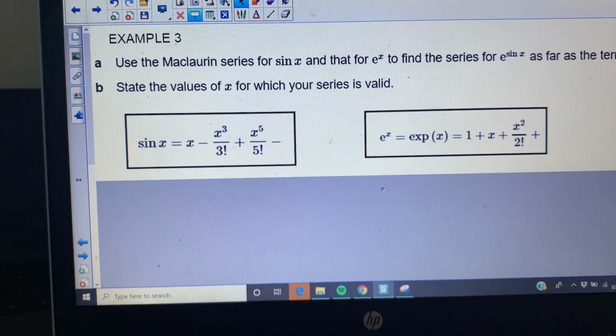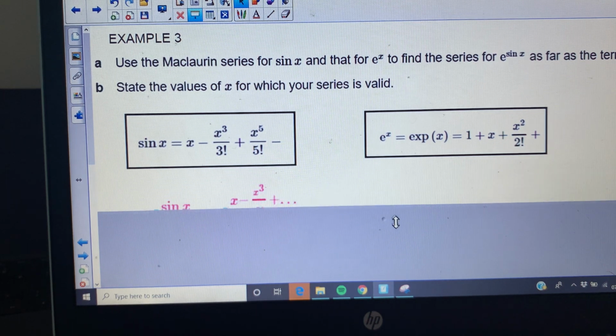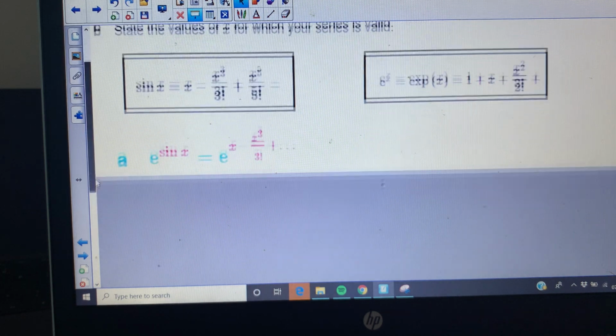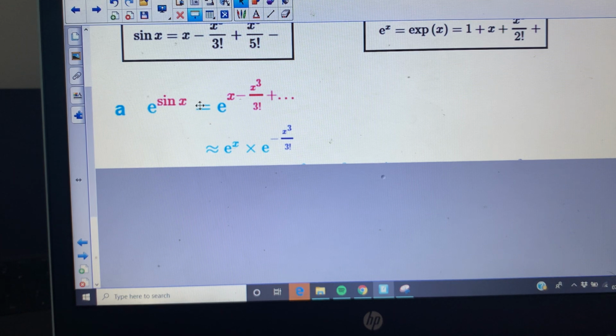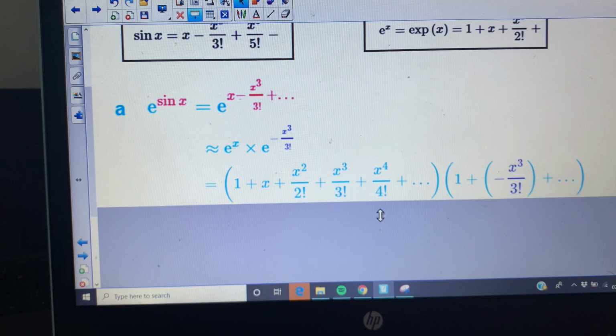e to the sin x as far as x to the 4. Now, sin x pretty quickly gets beyond x to the 4, so you're only going to be interested in those 2 bits there. So e to the sin x gets written like that. Using laws of indices, you can split it up. That now becomes an approximation because you've truncated it. You're now going to expand these both separately using your e to the x expansion and then multiply them. So it's going to look a bit like that.